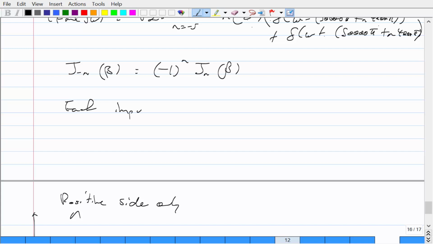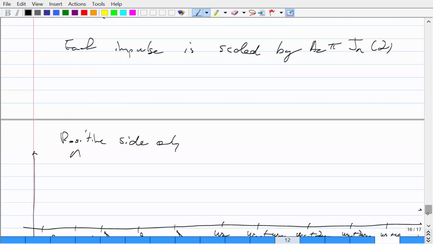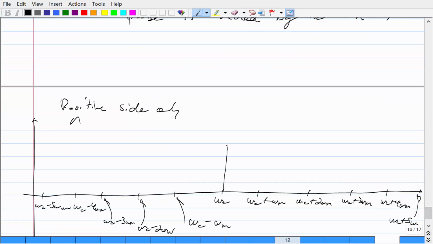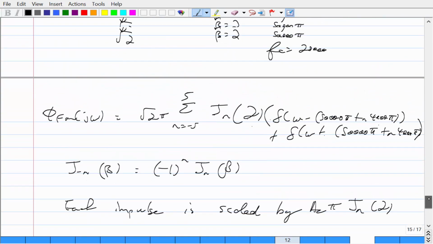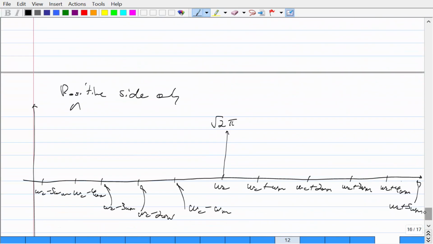impulse is scaled by AC pi Jn beta, okay? Or in this case, beta is 2. So here we've got an impulse that's scaled by root 2 pi, right? And then this is Jn of 2. In this case, this is 0.22. All right, so this is 0.22. This here is J0 of 2.